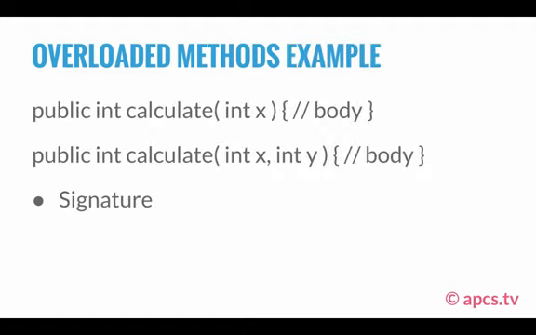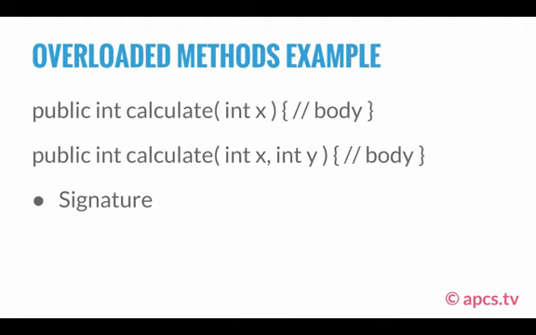So here's an example of an overloaded method. Within any class, there's no name for this class, we're just looking at the methods. We have public int calculate, and the parameter is int x. Then we have public int calculate, and the parameters are int x comma int y. These methods are both part of the same class, and they have the same name. You could think that the computer would get confused, but the thing is, they have a different signature.